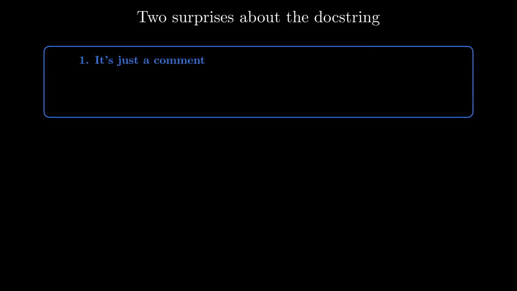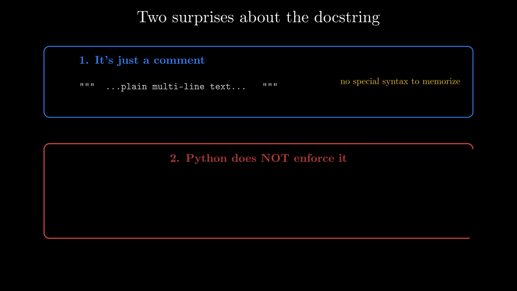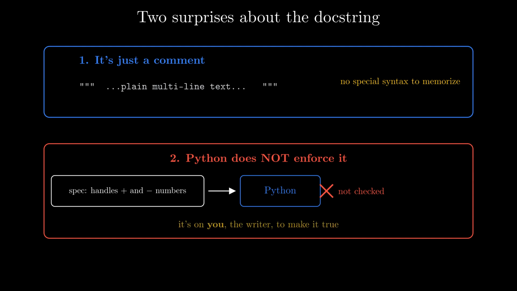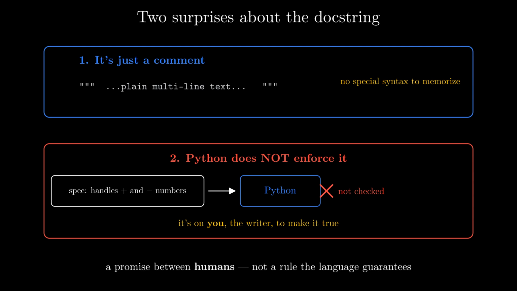Two things about this contract surprise people. First, the docstring is nothing magical. It is literally just a multi-line comment, plain text describing the function. There is no special syntax to memorize. The second surprise is bigger. Python does not enforce the contract at all. If your docstring promises that the function handles both positive and negative numbers, Python will not check that for you. It is entirely on you, the writer, to make sure the function actually does what its specification claims. The contract is a promise between humans, not a rule the language guarantees.